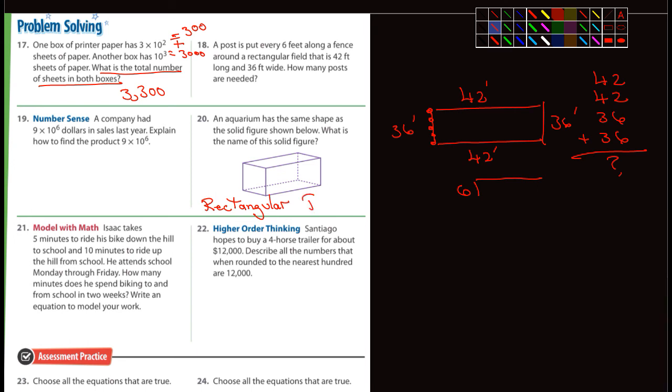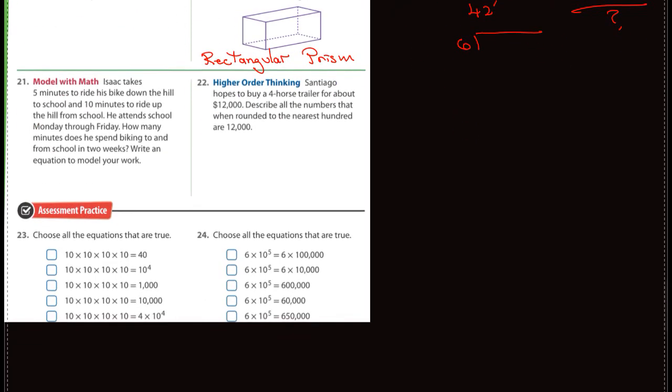I'm going to say it starts with a P. Do you guys know what it is? Prism. It's called a rectangular prism. I'm going to help you with 20. Let's see. How about 21?